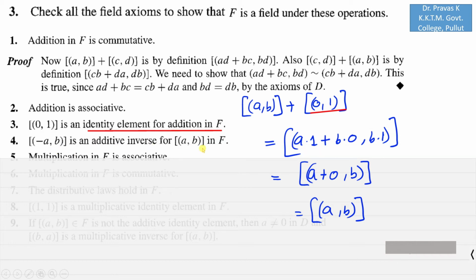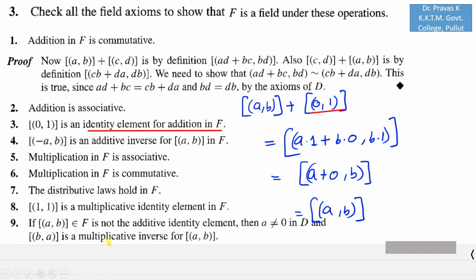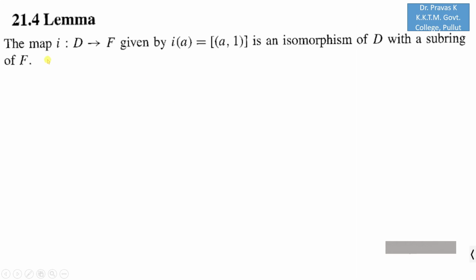Similarly, we can prove that the equivalence class (−A, B) is an additive inverse for the equivalence class (A, B) in F, and the other properties required to prove that capital F is a field under these operations. It is not difficult, and you can try this and ask if there are any doubts regarding this. Now we need to prove that capital D is contained in this capital F. So that is the next lemma.